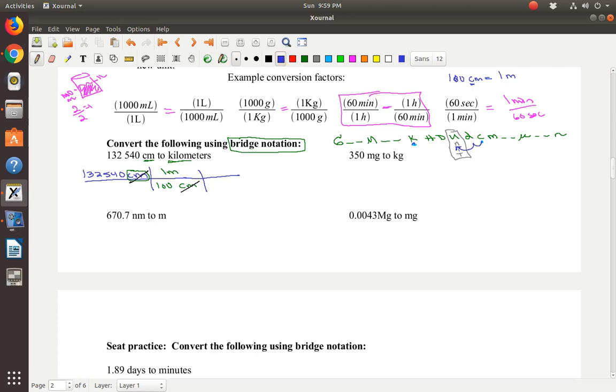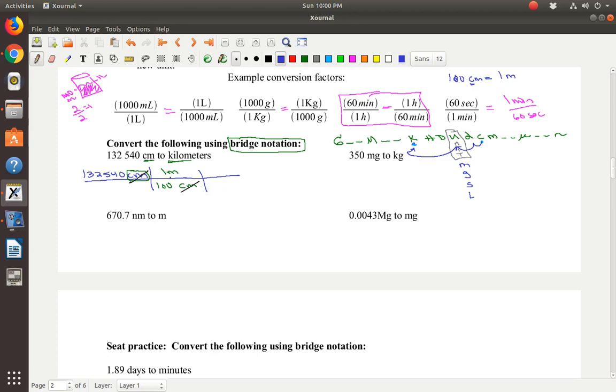I'm at meters, which is the base unit. The base units are meters, grams, and seconds. What else? Liters. Those are all the base units. So I went to the base unit. Now I've got to get to the kilometers.